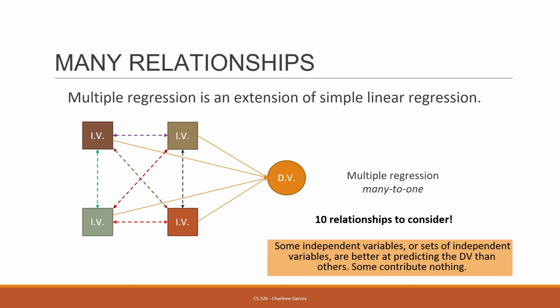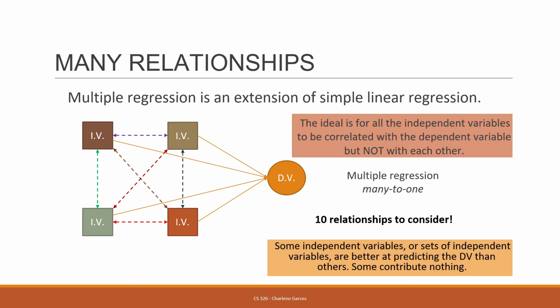So the ideal is for all the independent variables to be correlated with the dependent variable but not with each other. Again, the ideal is for all the independent variables to be correlated with the dependent variable but not with each other. Meaning to say, you have to make sure that all the independent variables are somewhat related to the result or the effect, but not really with each other.